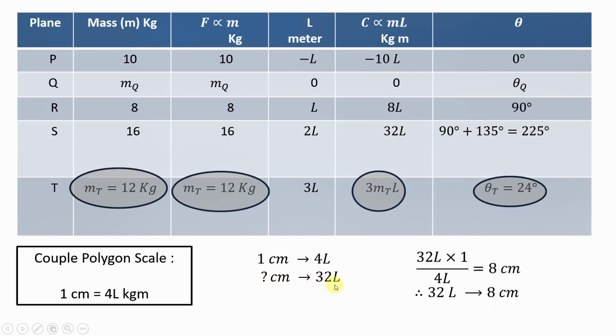So it will be 32L multiplied by 1 divided by 4L. Again, L will get cancelled out. So 32 divided by 4, that is 8 centimeter. So we can say that this minus 10L will be representing minus 2.5 centimeter. Then 8L will be representing 2 centimeter. 32L will be representing 8 centimeter. And this is the unknown which we have to calculate from the diagram.